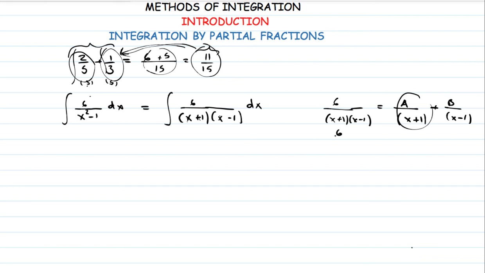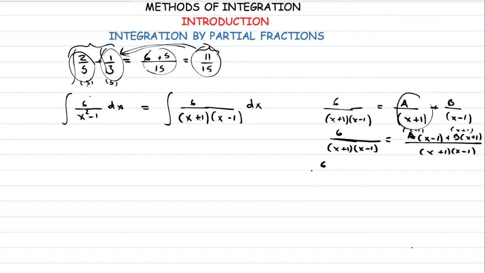So this is going to be 6 divided by x plus 1, x minus 1. This is going to be equal to, in this one you're going to put here x minus 1, and in this one you're going to put x plus 1. So this is going to be what? This is going to be a into x minus 1 plus b into x plus 1. All of this now is going to be divided by x plus 1 and x minus 1. So that's what you get here.